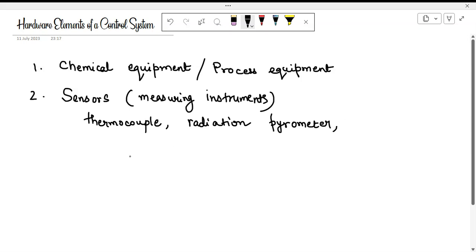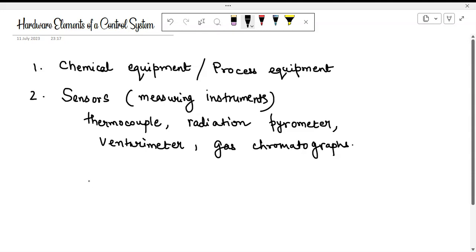So these are for high temperature measurements. Then, to measure flow rates, you may be using a venturimeter. To measure composition, you can use gas chromatographs or some other form of composition analyzer. So, all of these fall under the category of measuring instruments or sensors. Now, our target is to have such sensors whose measurement can be readily transmitted in the form of some electric voltage or pneumatic signal or current.